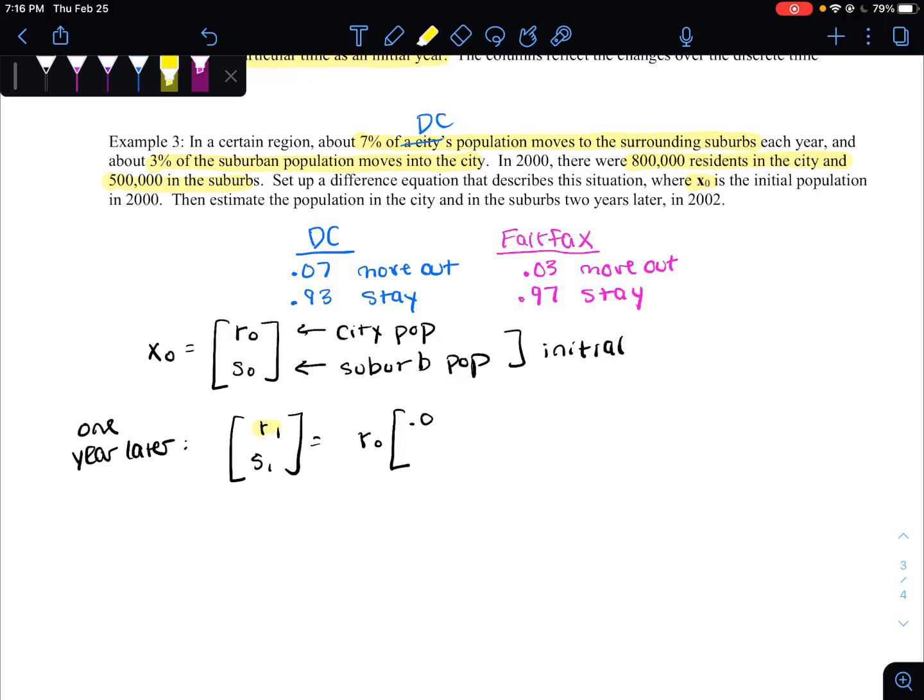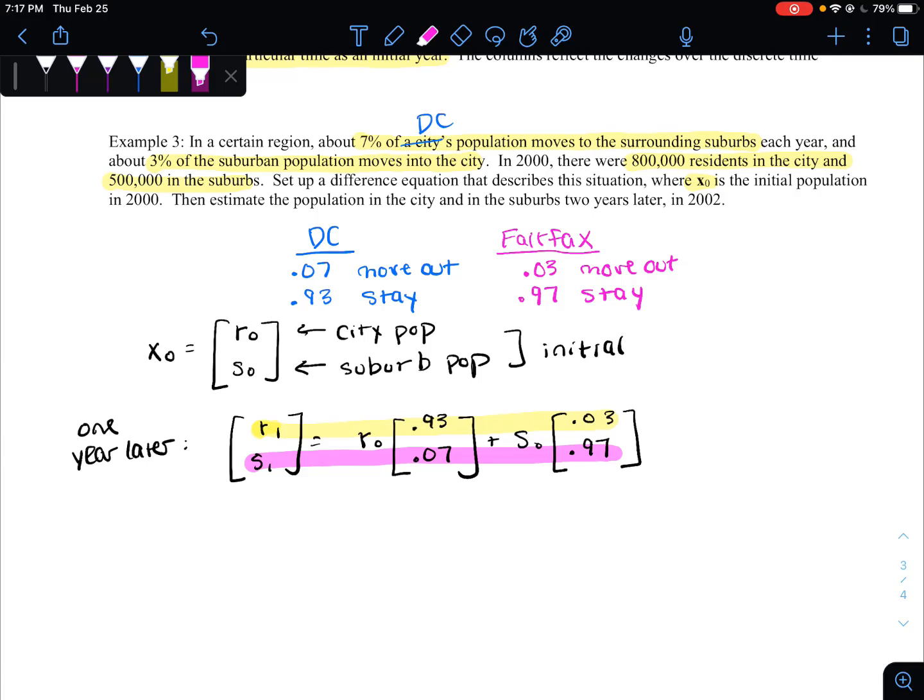So the new city population will be equal to the old city population multiplied by how many stay, plus the suburb population multiplied by how many people leave the suburbs. Okay, so that's the top row. Let me highlight that across. In the second row, if I wanted to find the new suburb population, I multiply the city population by how many left and add that to the suburb population multiplied by what percent stayed. So that's our second equation.